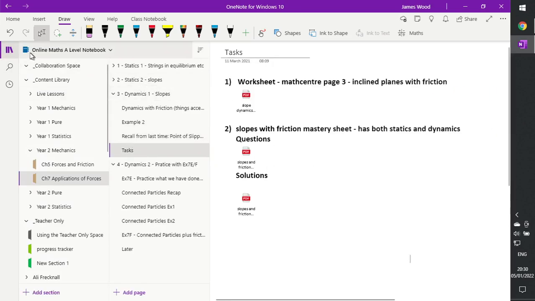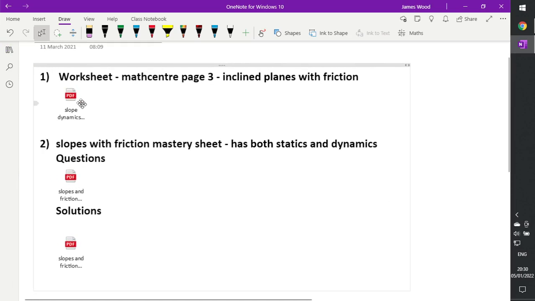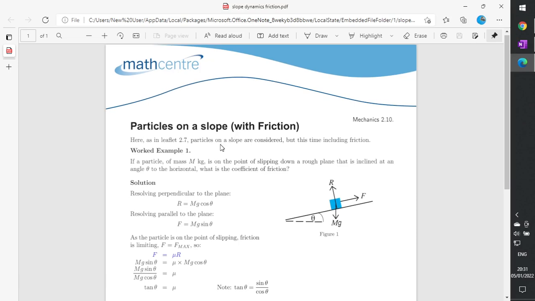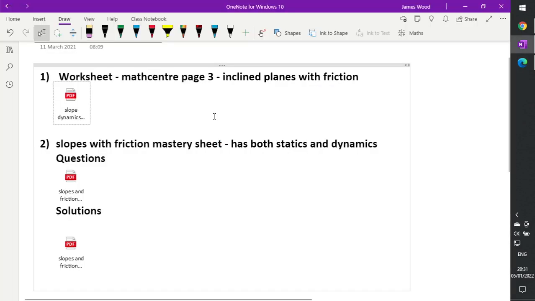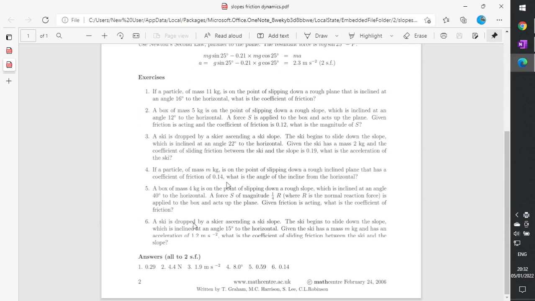Now, there's two tasks I want you to do. The first one is just a short worksheet on inclined planes of friction, like we've just been doing. There are some answers at the bottom of it. So it looks like this. So there's 6 questions, and then the answers are just at the bottom there.